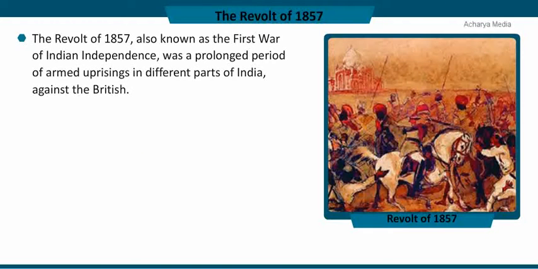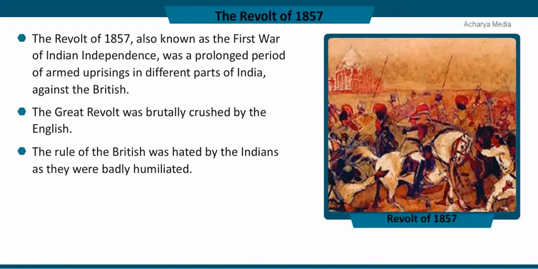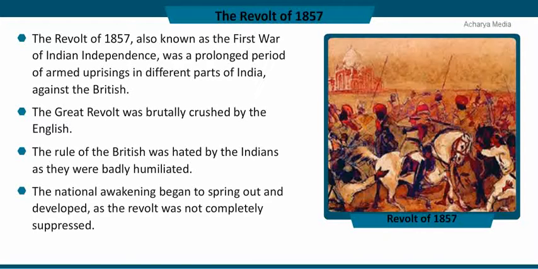The Revolt of 1857, also known as the First War of Indian Independence, was a prolonged period of armed uprisings in different parts of India against the British. The Great Revolt was brutally crushed by the English. The rule of the British was hated by the Indians as they were badly humiliated. The national awakening began to spring out and developed as the revolt was not completely suppressed. It finally led to the freedom of India.